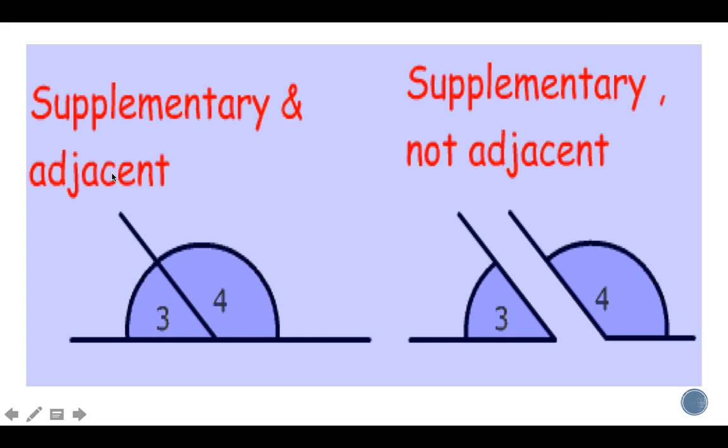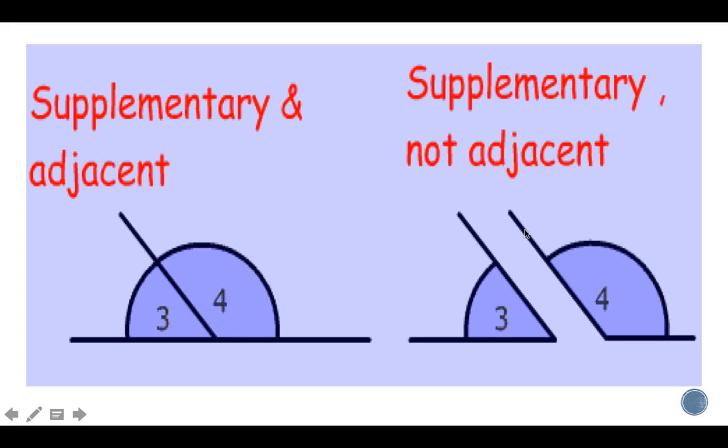So supplementary and adjacent. Supplementary, not adjacent. That means adjacent. What does adjacent mean? Adjacent means which shares the same line and same vertex. When the two angles share the same line and same vertex, we call that a supplementary angle. Good.